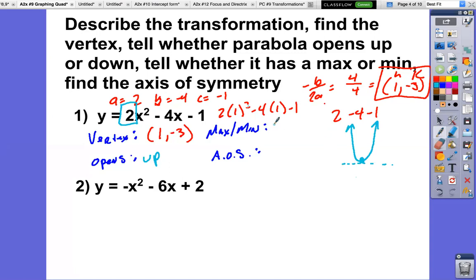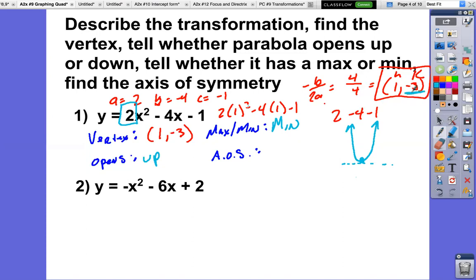Minimum. Perfect. Because it opens up, your vertex is the lowest point on the graph. Again, we're going to keep talking about the same concept, so I really hope it's not just the same 2 or 3 people working and answering the questions every time. It is a minimum value. What is your minimum value?